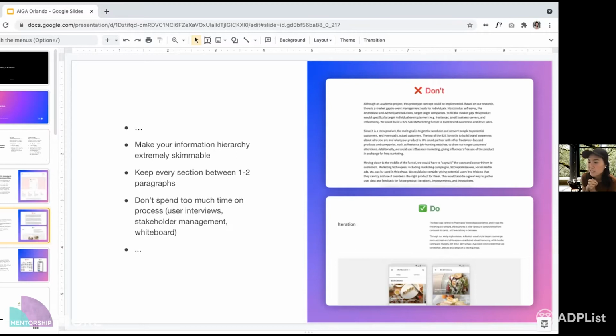On top of that, you want to keep each of your sections pretty brief. Try to keep them like 1 to 2 paragraphs per section. Even a hiring manager who's looking at your case studies in depth doesn't want to spend that much time reading through like 5 paragraphs at a time.